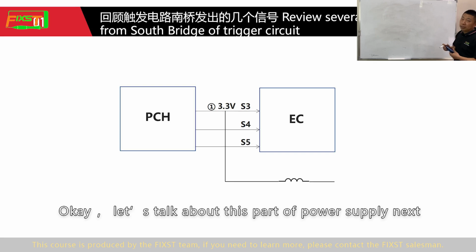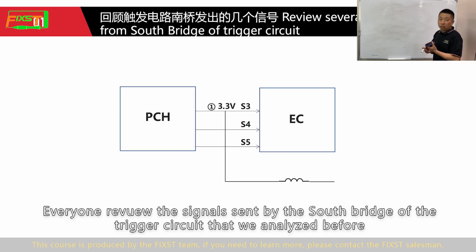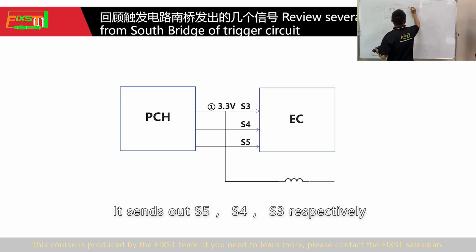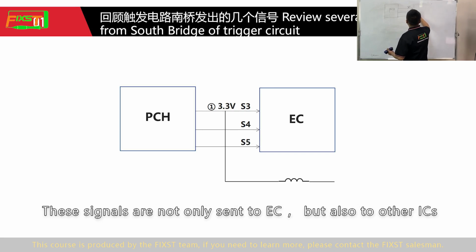Okay, let's talk about the part of power supply next. Everyone reviewed the signal sent by the south bridge of the trigger circuit that we analyzed before. After triggering, the PCH sends out S5, S4, S3 respectively. These signals are not only sent to EC, but also to other ICs.